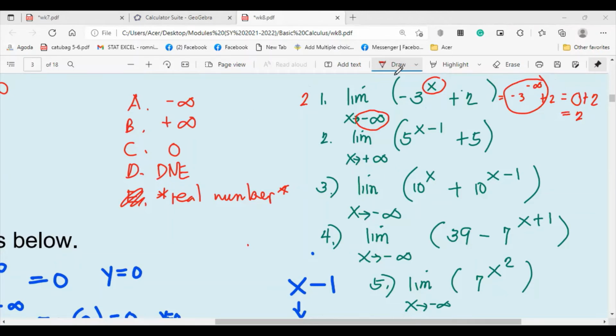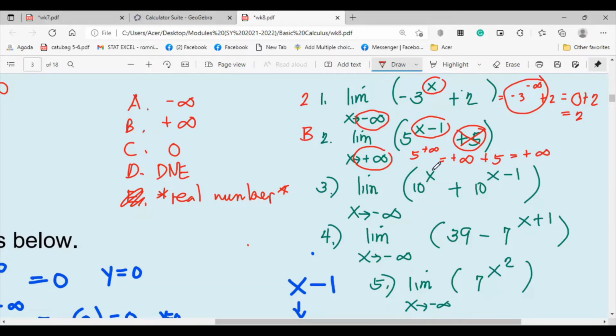Next, let's move to number 2. Ito, positive infinity. So, anong gagawin nito? This will become 5 raised to a positive infinity, which is equal to positive infinity. So, wala lang ito. Because when that is added to 5, this is still positive infinity. The answer for number 2 must be B.